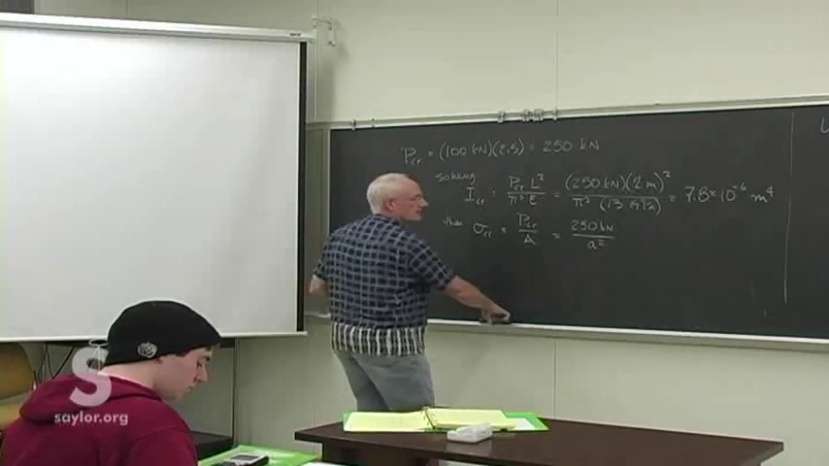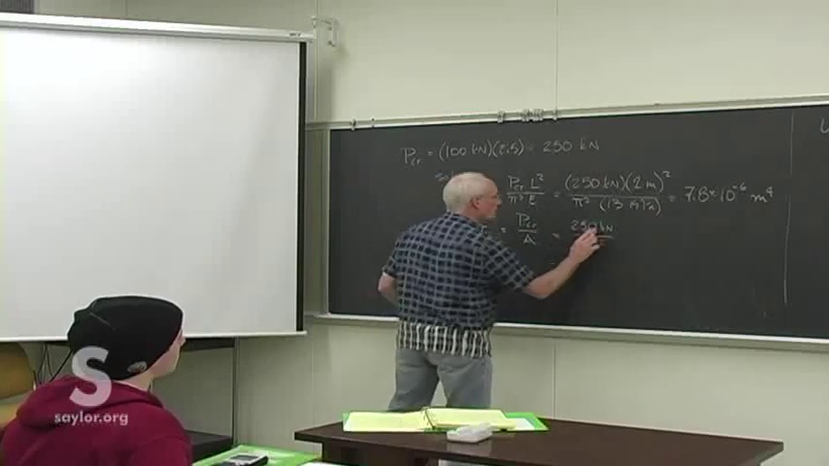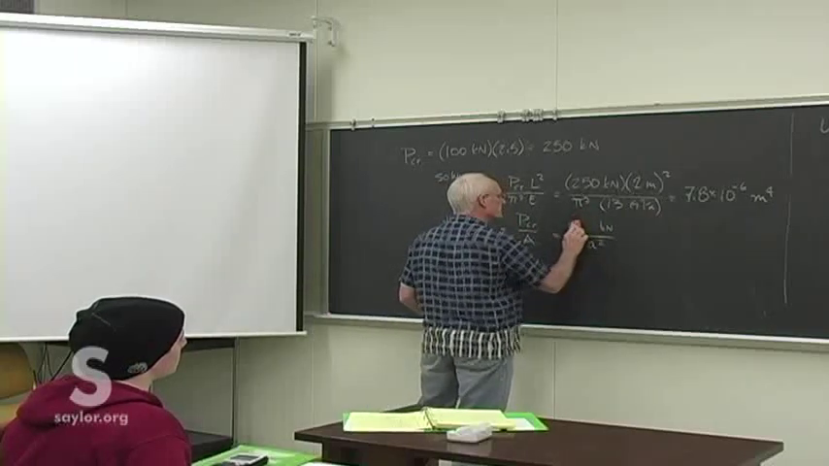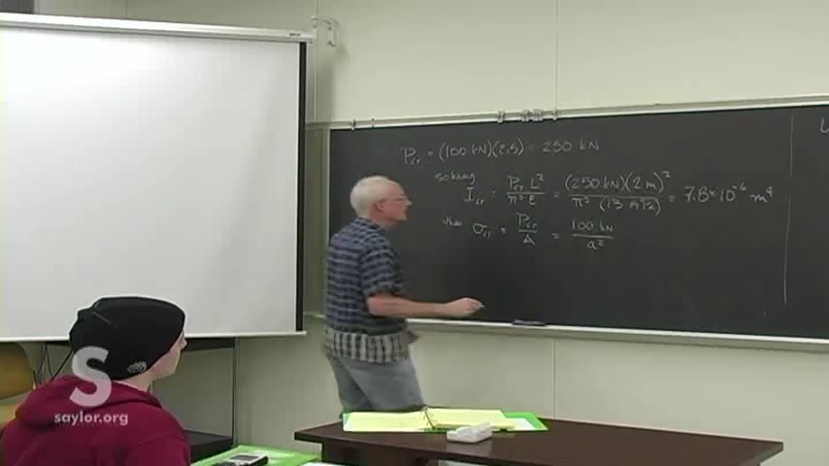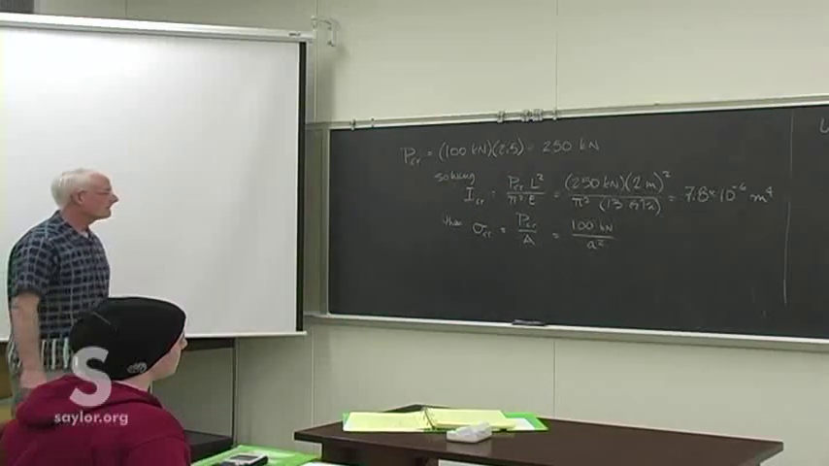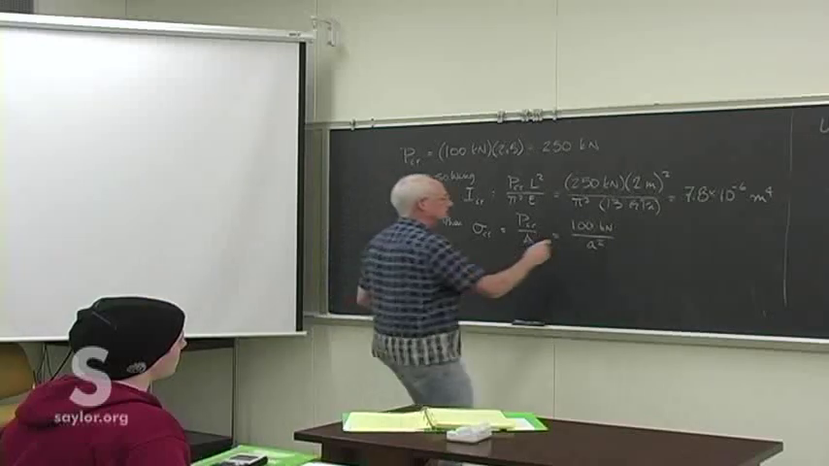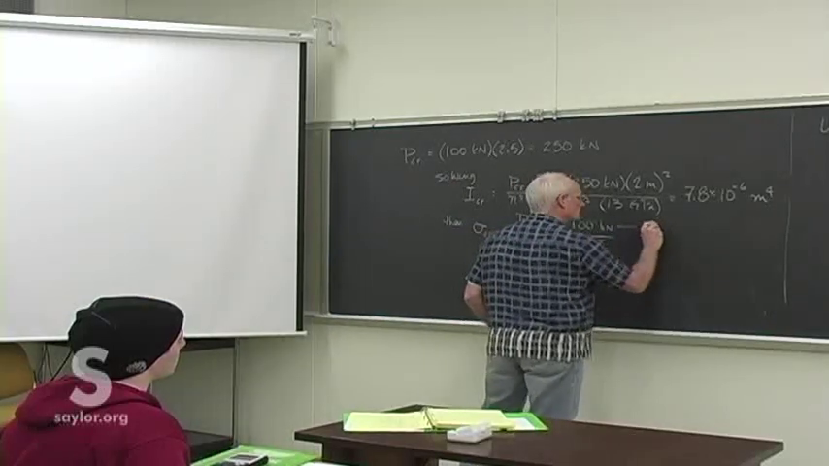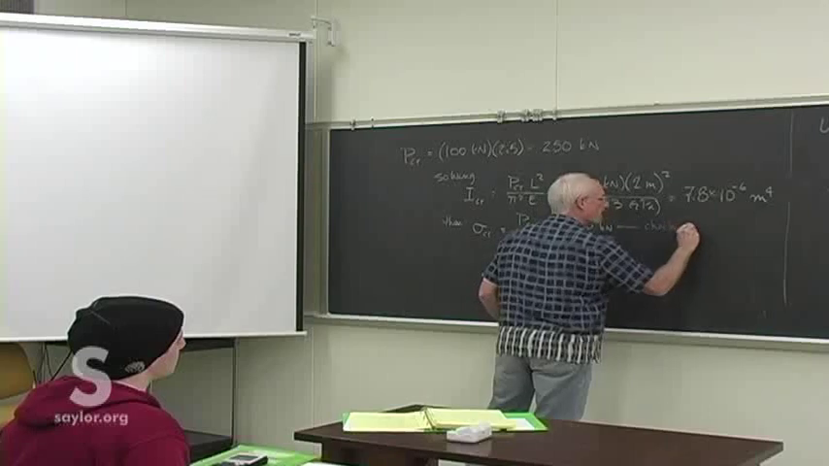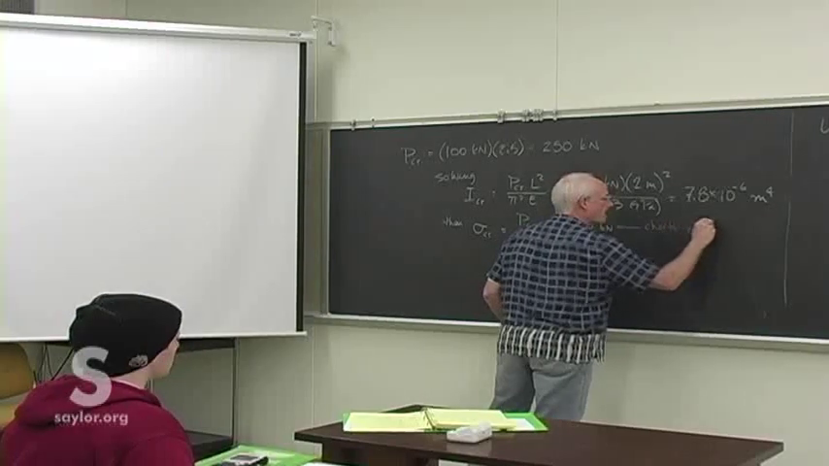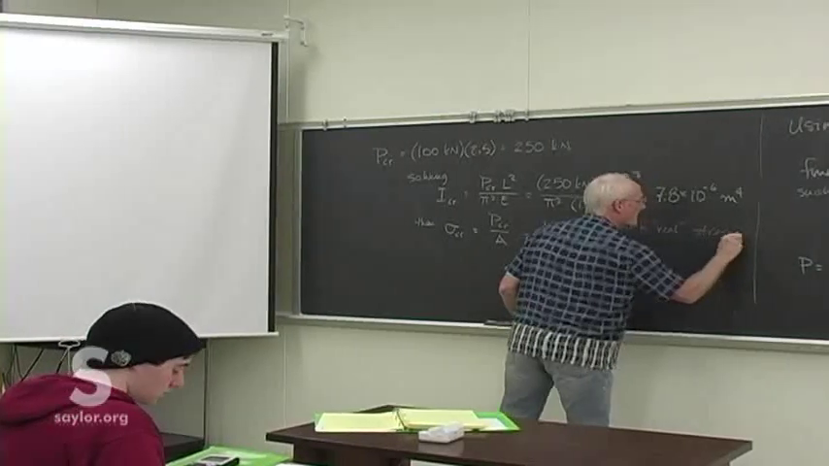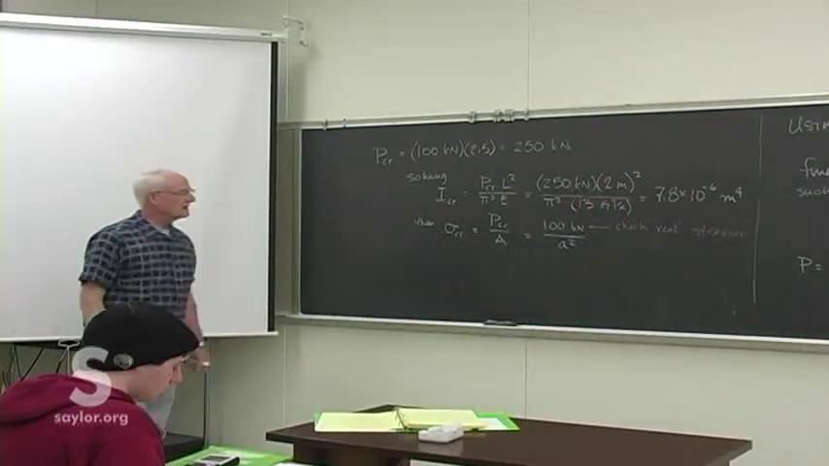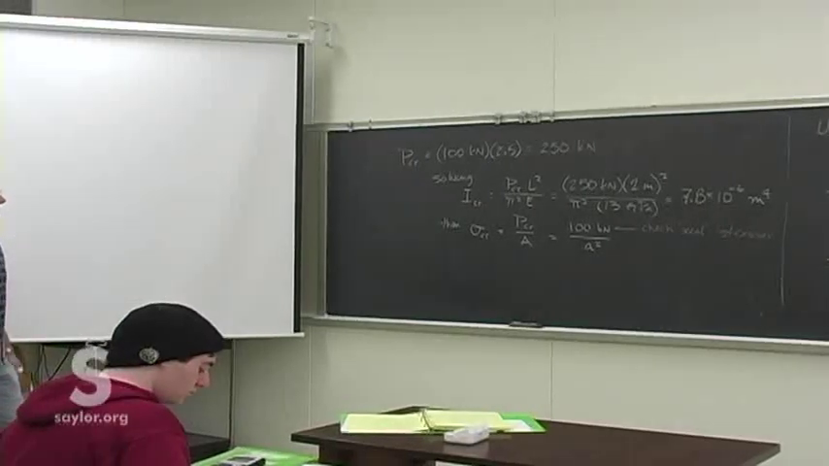Actually, since we want to know the real normal stresses and check those, not the limit here, this should actually be 100. Because if we put the 250 in there, we'd be putting the factor of safety in twice.